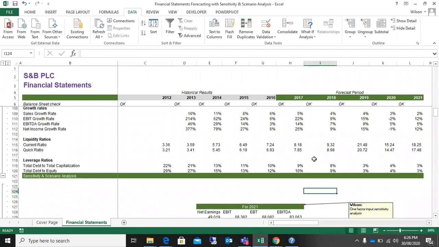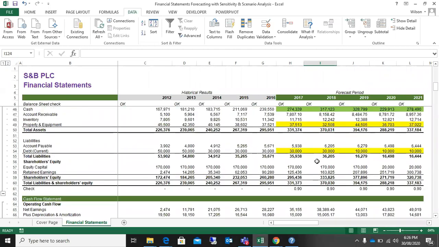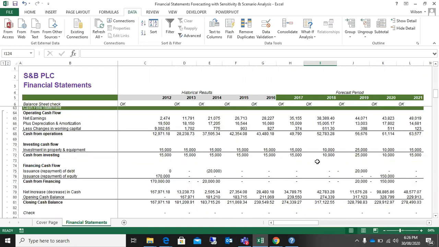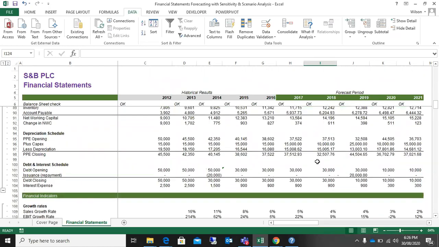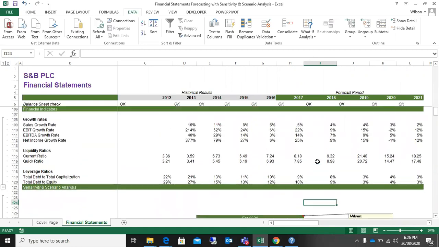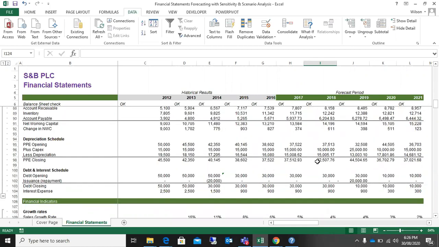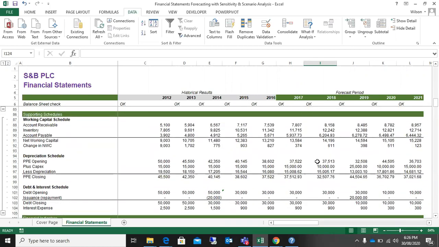Can you repeat that question? I said the supporting schedule. Is that our workings for some key figures? Because what I can see in the supporting schedule in the sheet here with me is the workings for accounts receivable, working capital schedule, depreciation schedule, debt and interest schedule. Yes. So these are the workings for some key inputs in our model.